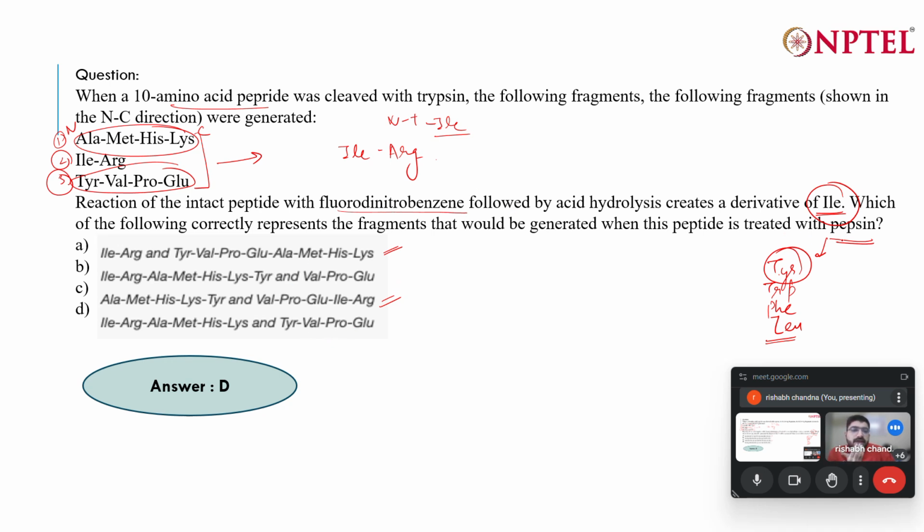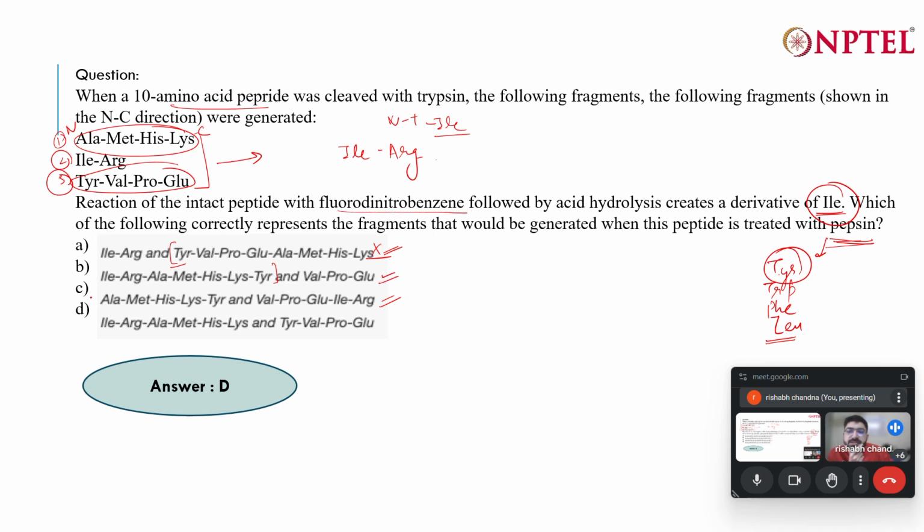As it cleaves after the C terminal of these particular amino acids, that means they are freeing the C terminal of these amino acids. So if we consider the options, we have first option as isoleucine and arginine, then tyrosine, valine, proline, glutamate, etc. In this case, because it is cleaving at the N terminal, this would not be the correct answer. Then isoleucine, arginine, alanine, methionine, histidine, and then tyrosine C terminal followed by valine, proline, and glutamate. So yes, this can be the correct answer.